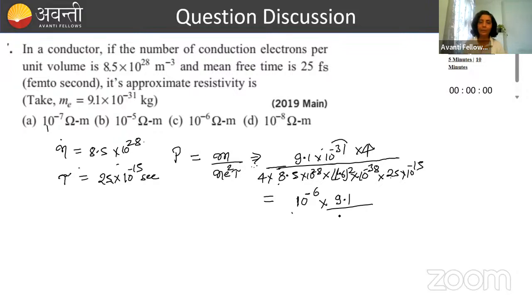So 25 into 400, so here at the bottom you take 100, into 1.6 squared, how much will you write? 2.56 into 8.5. So if you're going to solve it, it will be something 10 to the power minus 8 into something less than 10. You will be getting here, right? So approximate value of resistivity will be how much? It will be D. Okay? I hope everyone got the answer.